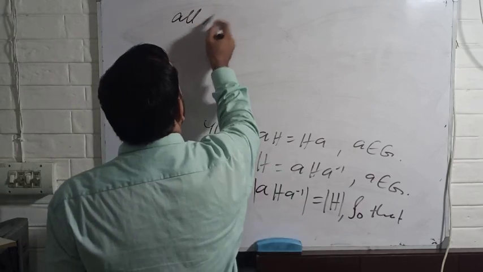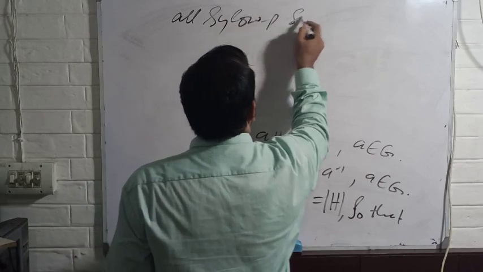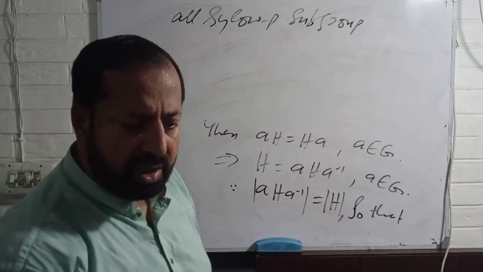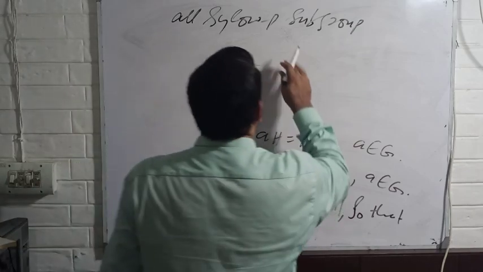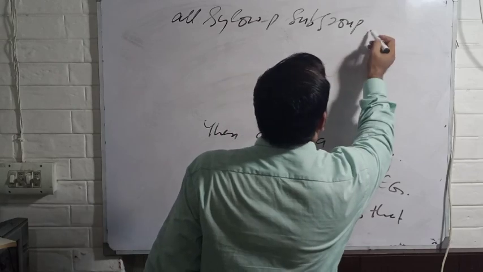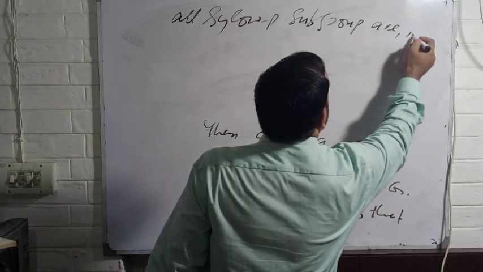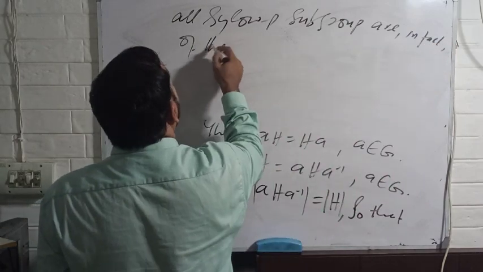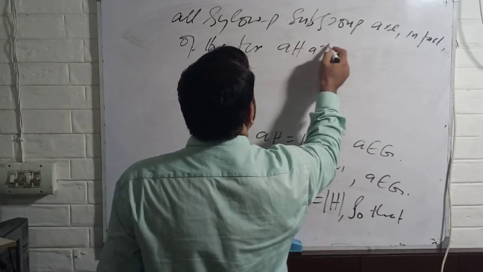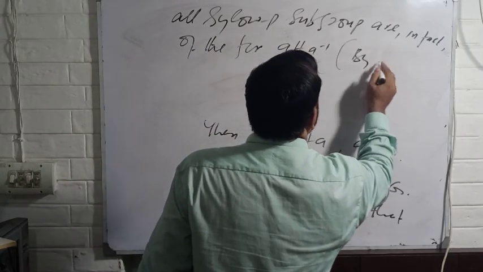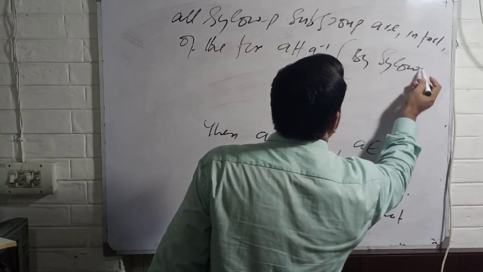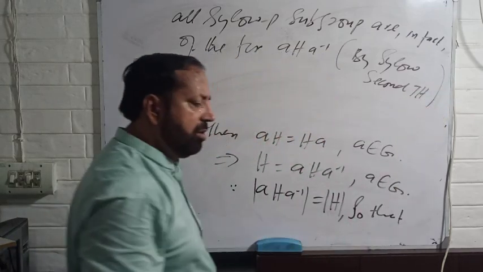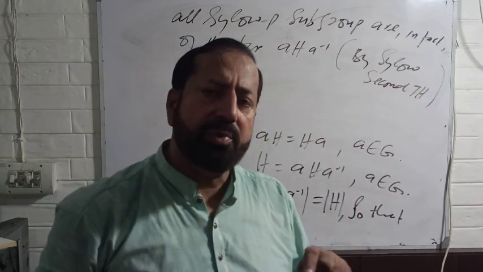Since the order of AHA inverse is equal to the order of H, using Sylow's second theorem, all Sylow P subgroups are conjugate to each other, and are in fact of the form AHA inverse. You know, by Sylow's second theorem, any two Sylow P subgroups are conjugate to each other.